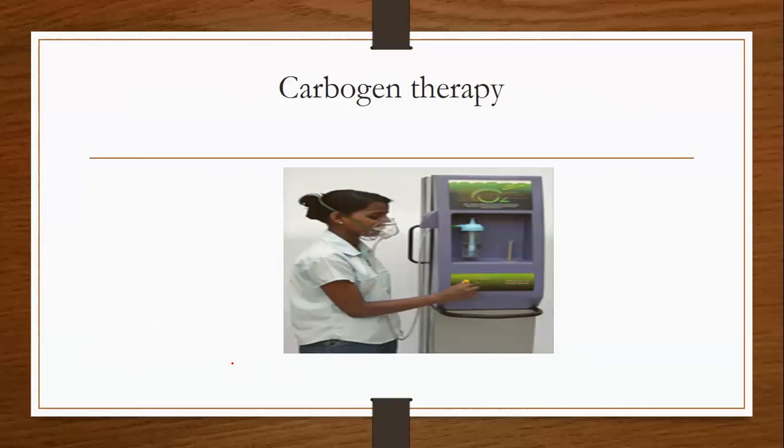So this is the picture of carbogen therapy. Through this, we can encourage the patient to take this carbogen therapy. It is 5% carbon dioxide and 95% oxygen, and we advise the patient to inhale it. Through this, we can improve the blood circulation to that particular area.